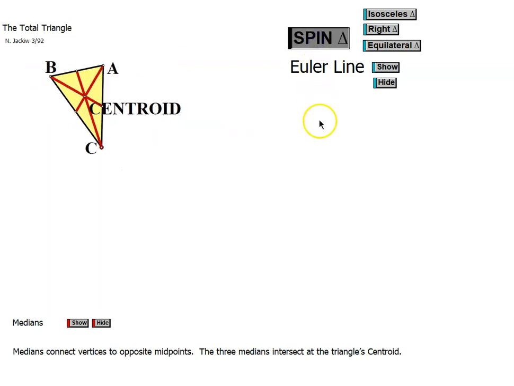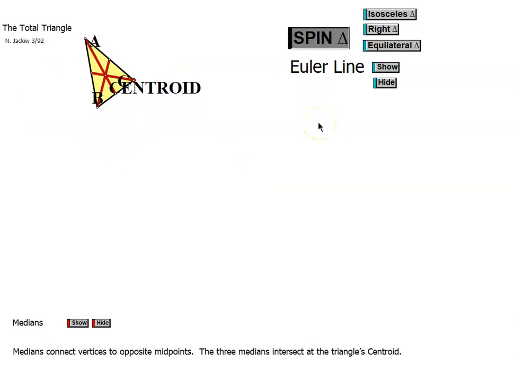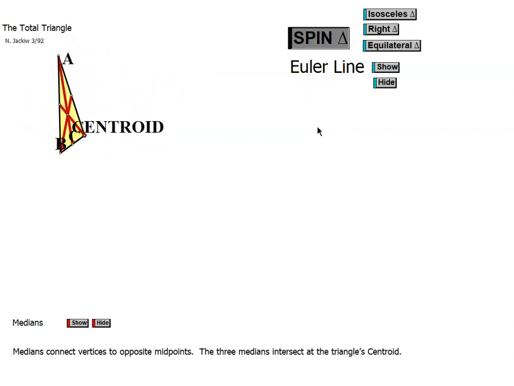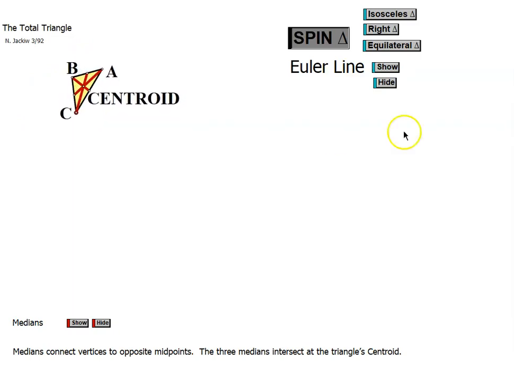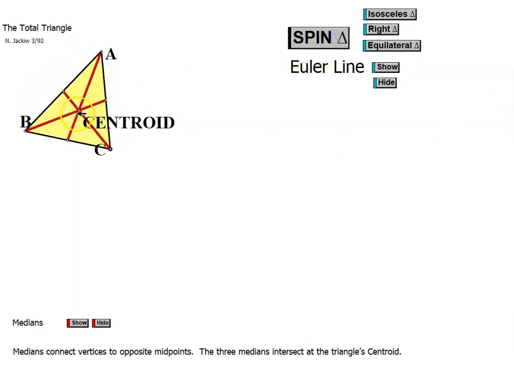But as I spin this centroid, the centroid never ever crosses outside of the triangle. So two of our centers, the incenter and the centroid, never ever leave the inside of the triangle. The centroid is also the center of gravity of the triangle. It's the center of gravity of a triangle.